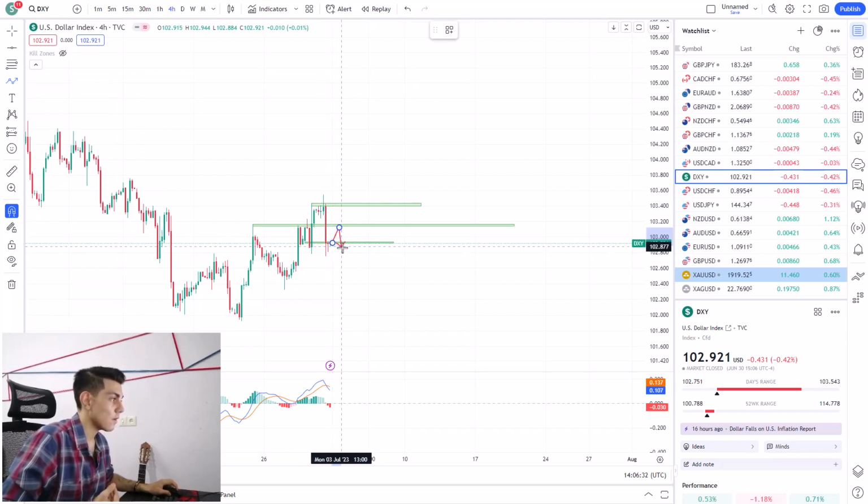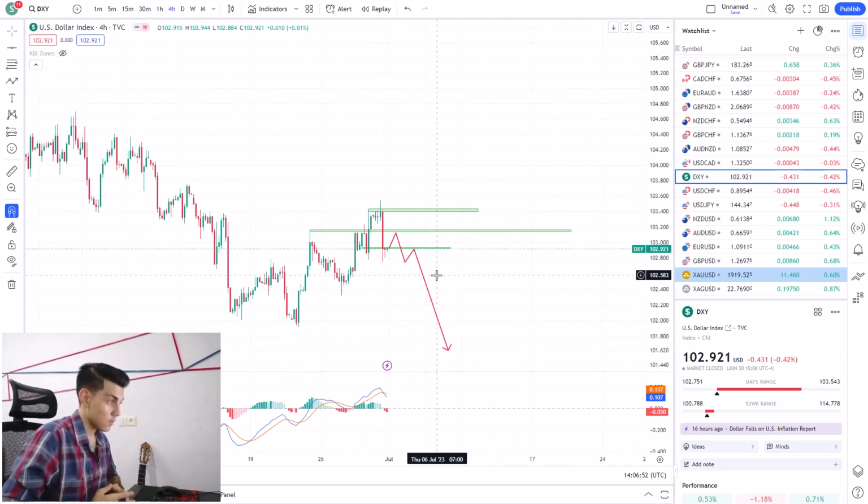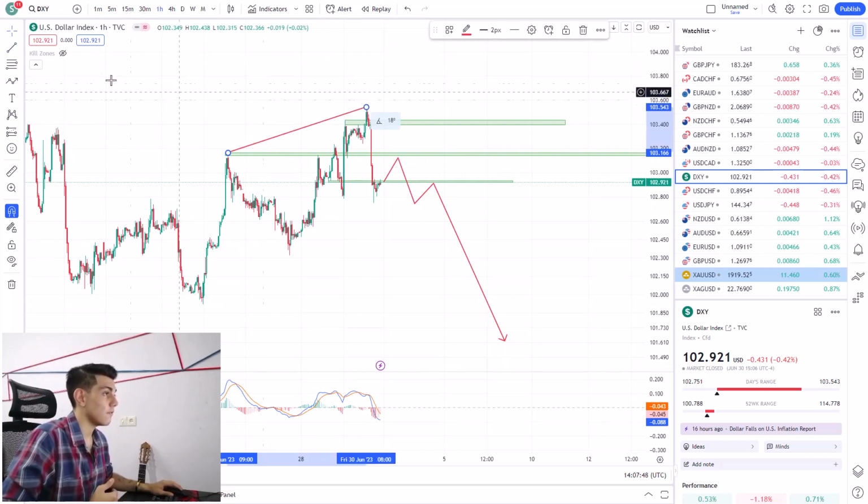And then we are going to have this kind of movement. So the overall look will be a bearish move to the downside. So currencies like GBPUSD or XAUUSD are going to rise. And we have another sign that DXY might really fall.